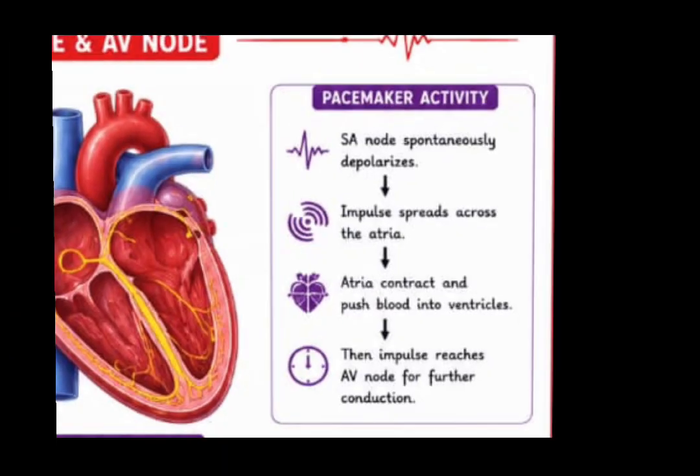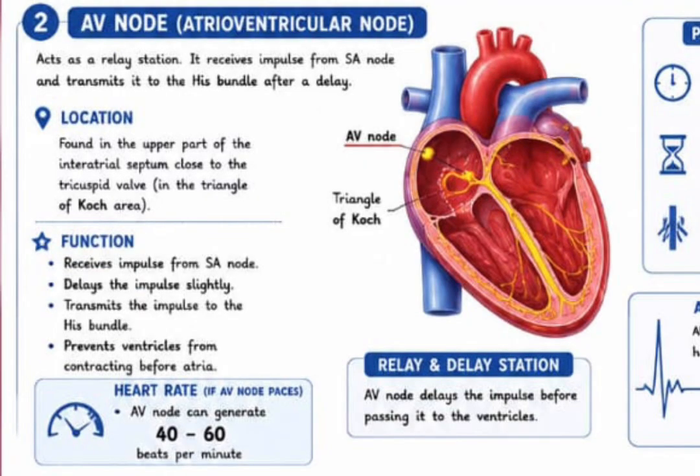Now the next one is the AV node. So what is the AV node? We call it the atrioventricular node. Are you getting it now? It acts as a relay station. What's a relay station? Action potential from the SA node moves through the atrium and converges at the AV node. It acts as a relay station because it receives action potential from the SA node and transmits it to the bundle of His, or the His bundle.